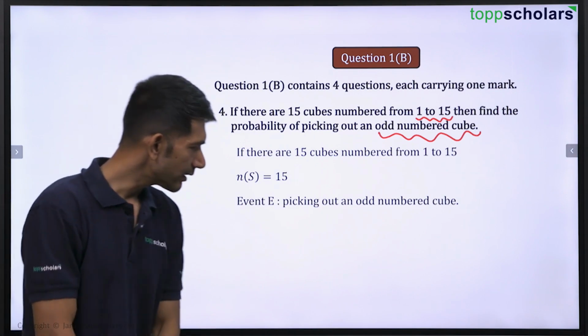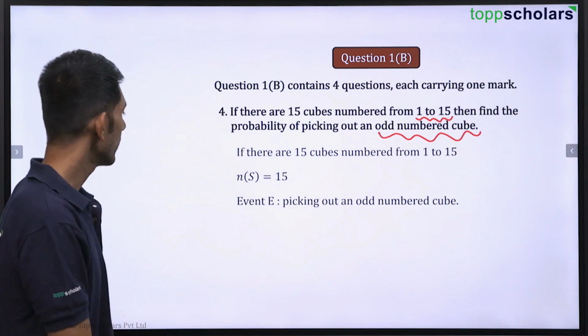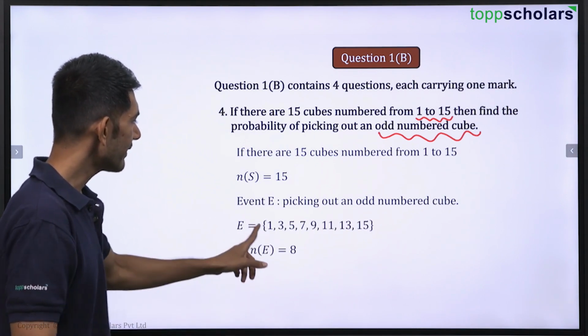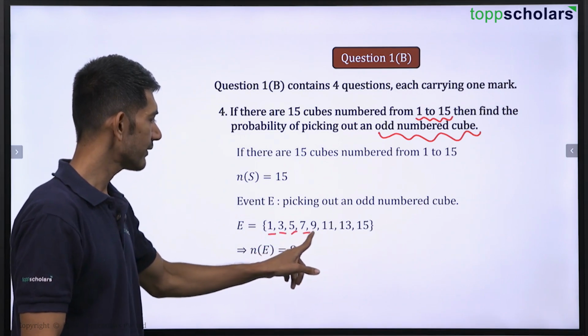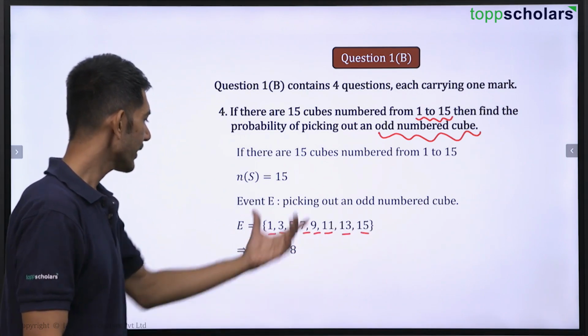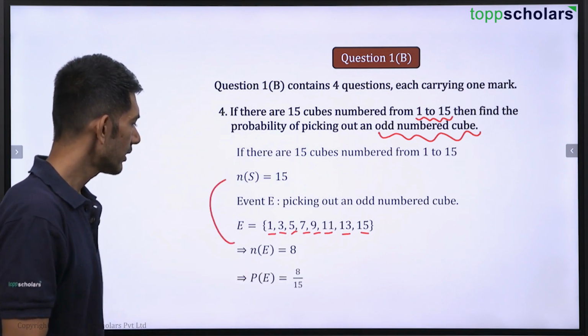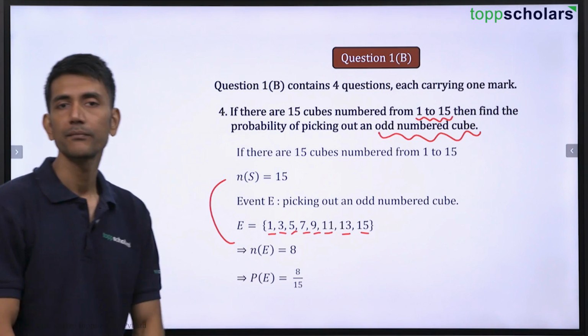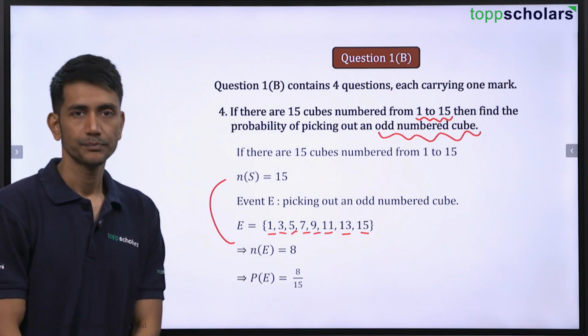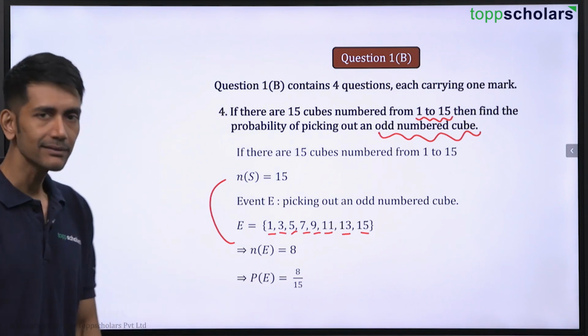So E is an event of picking out an odd number. So can I say in event E, I'll have 1, 3, 5, 7, 9, 11, 13, 15. So n of E is 8. So can I say probability of E is equal to 8 by 15? Correct? And that's it, that is your answer.